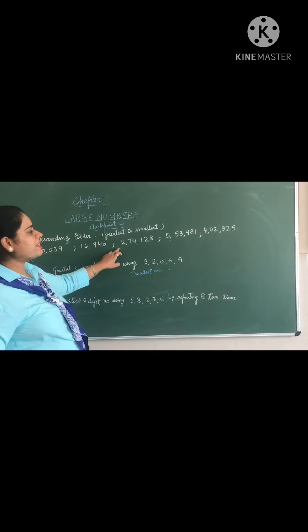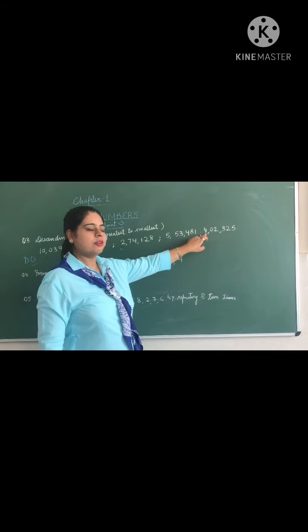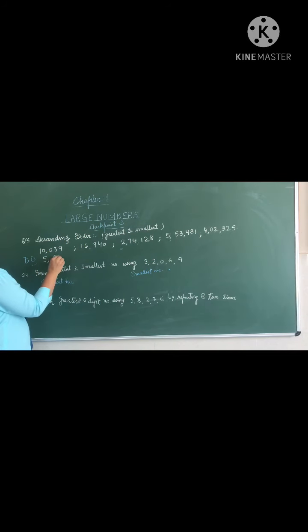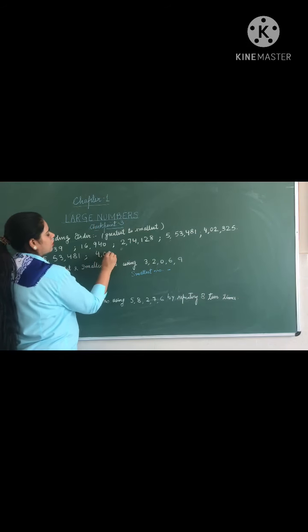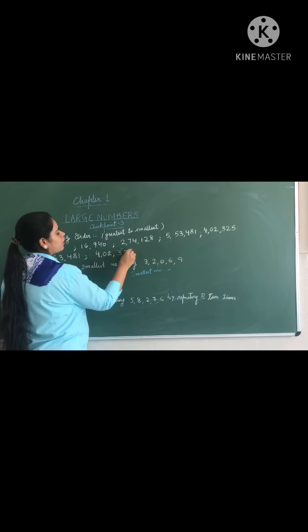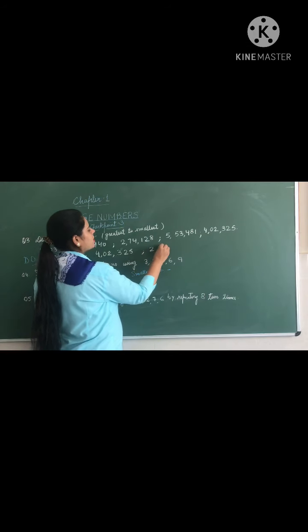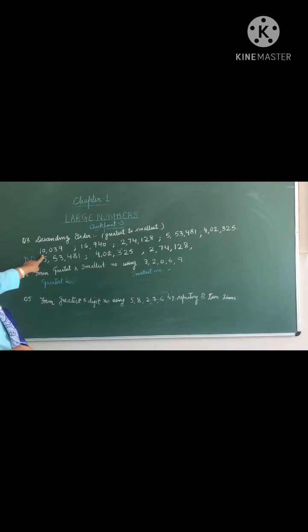अब lakhs वाले ग्रुप में सबसे बड़ा नंबर कौन सा है? It is 2 lakh, it is 5 lakh, it is 4 lakh. Which is greater? 5 lakh. So you will write 5 lakh 53,481. After 5 lakh, which is smaller than this? It is 4 lakh 2,325. After 4 lakh, it is 2 lakh 74,128.